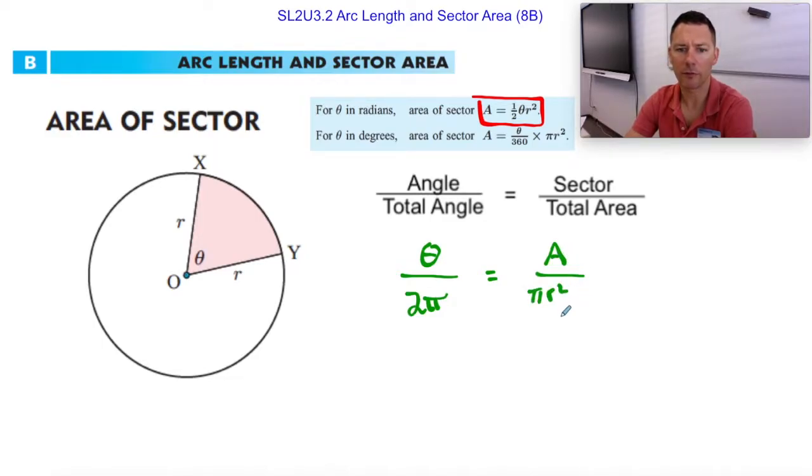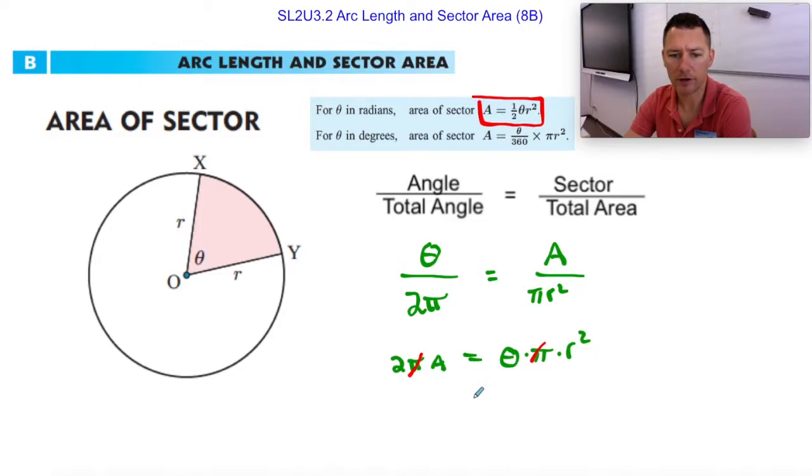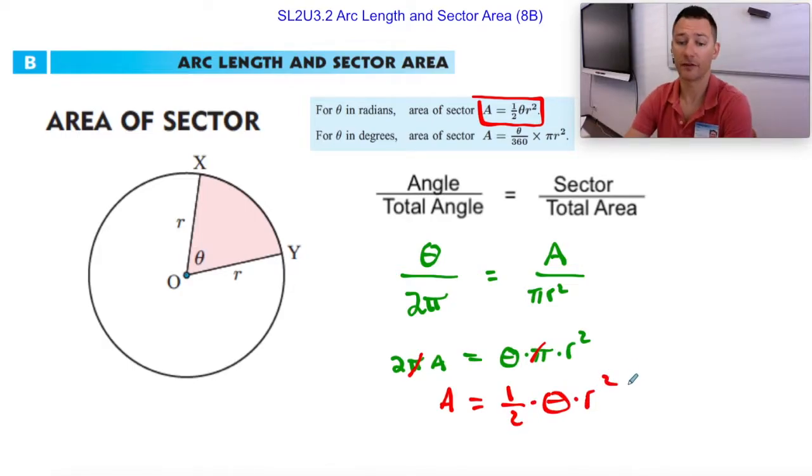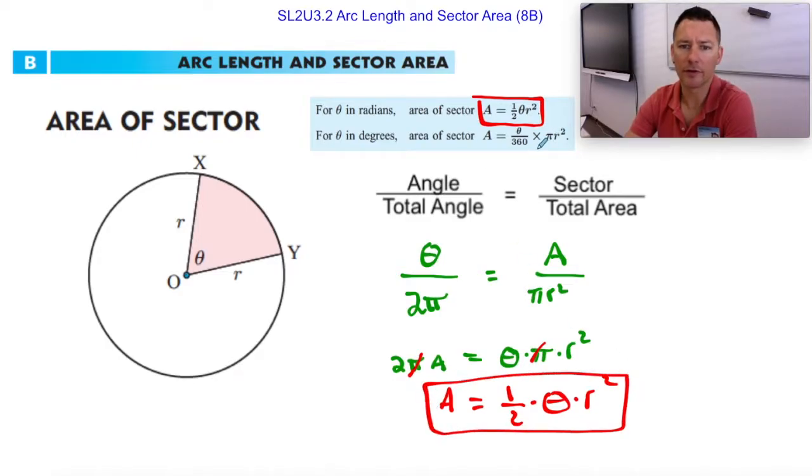And so if we're trying to solve for A, we cross multiply, so 2 pi A equals theta times pi times r squared, and the pi cancels out with the pi, and so the area divided by 2, so you get area is 1 divided by 2, which is like multiplying by a half, so half theta r squared. Sweet, there it is. You do the same thing with the angle as 360 if you're trying to derive the other one.